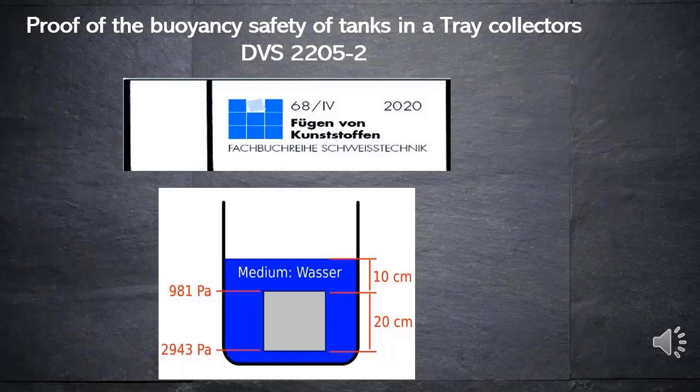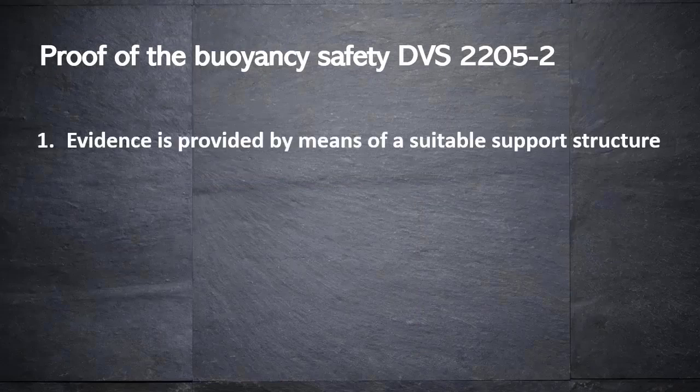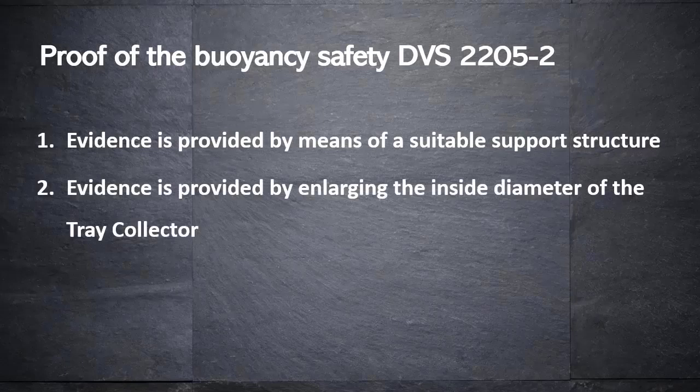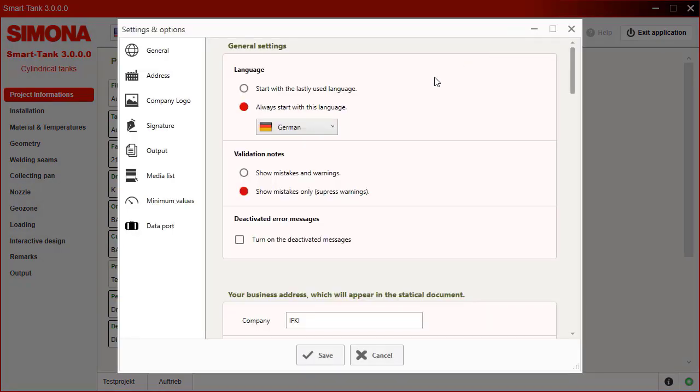Proof of buoyancy safety of a tank in a tray collector must be provided in accordance with DVS 2205-2. There are two ways of doing this. 1. Evidence is provided by means of a suitable support structure. 2. Evidence is provided by enlarging the inside diameter of the tray collector. Smart Tank supports you in both approaches. You can specify the type of verification you require under Settings, Minimum Values.